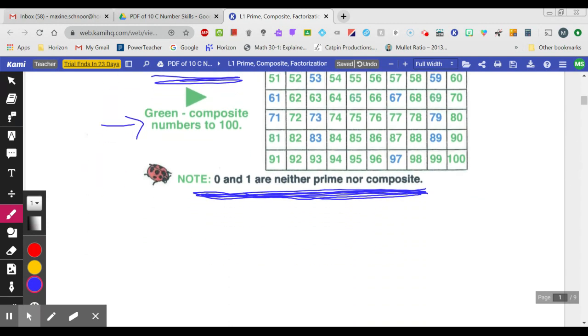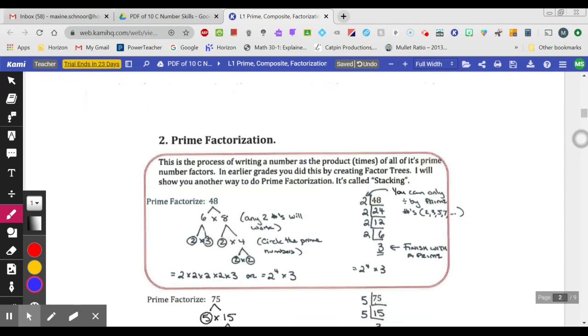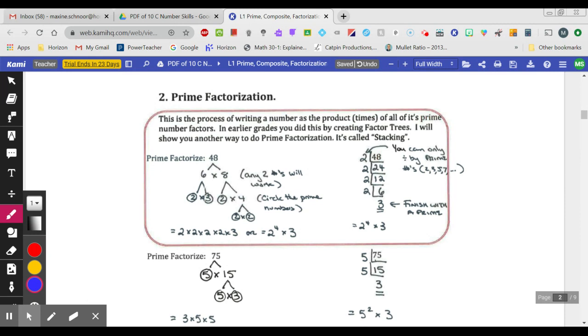Okay, so the next thing I want to talk to you about is prime factorization. Now you've seen prime factorization for a couple of years. It's the process of writing a number as the product, or times, of all of its prime number factors. In earlier grades, you did this by creating what's called a factor tree. I'm going to show you another way to do prime factorization called stacking. The example I've got here is 48.